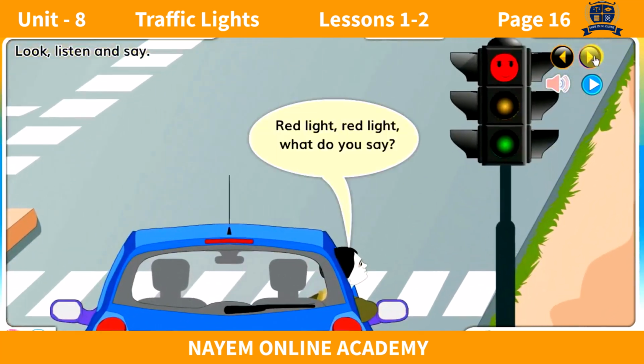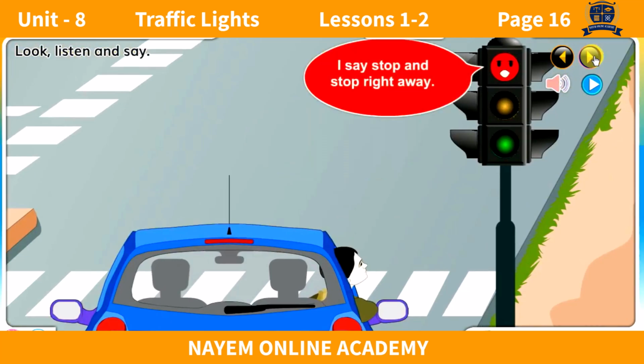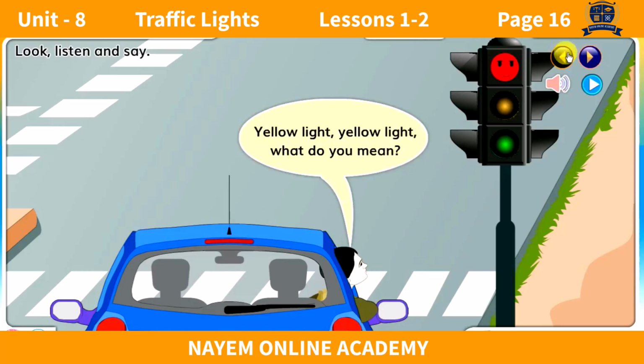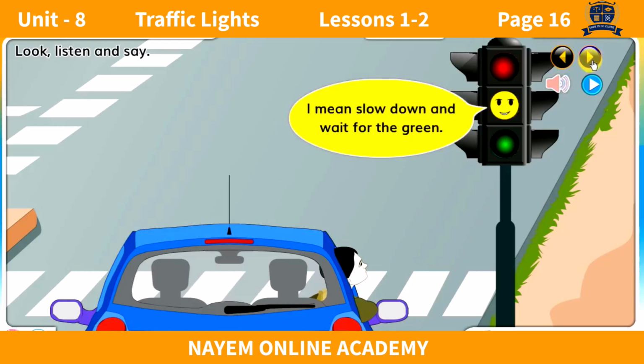Red light, what do you say? I say stop and stop right away. Yellow light, what do you mean? I mean slow down and wait for the green.